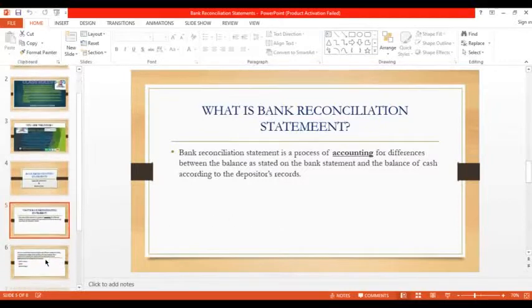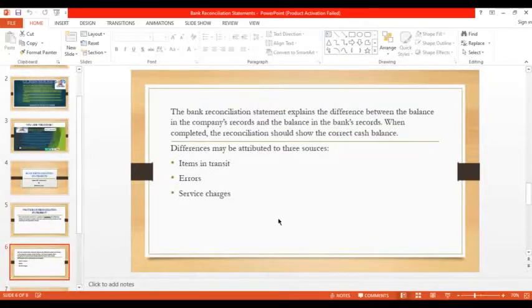If we go to the next one, the bank reconciliation statement explains the difference between the balance in the company's record and the balance in the bank's records. When completed, the reconciliation should show the correct cash balance. That is, we reconcile bank statement to cash book. Why? Because we believe that companies must keep record of their own inflow and outflow. So they know their inflow and outflow better than the bank. That's why we reconcile bank statement to cash book.